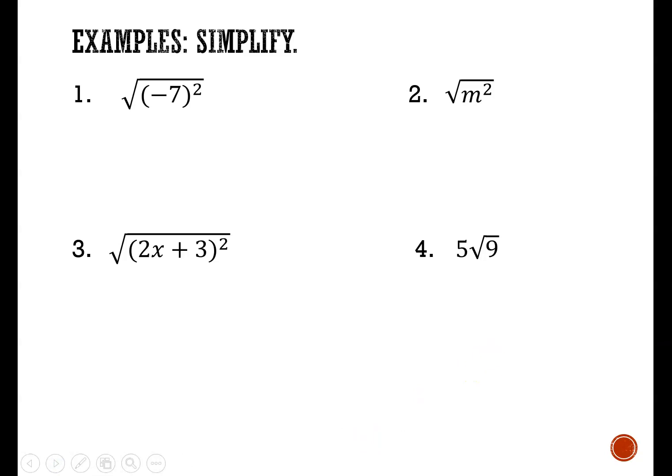So we'll do a few more examples. Number 1, we could use property 5. However, the answer is not -7 because of what we just noted on the previous slide. We have a positive radical symbol. We cannot give a negative answer. So probably the easiest way for you to see that is to go ahead and square the -7. So -7 times -7 is positive 49, and then take the square root, which is positive 7.